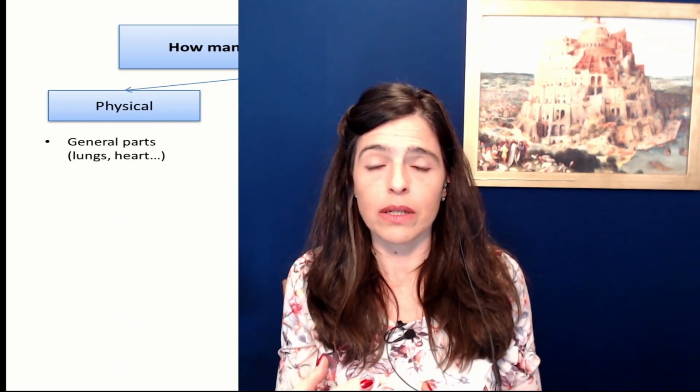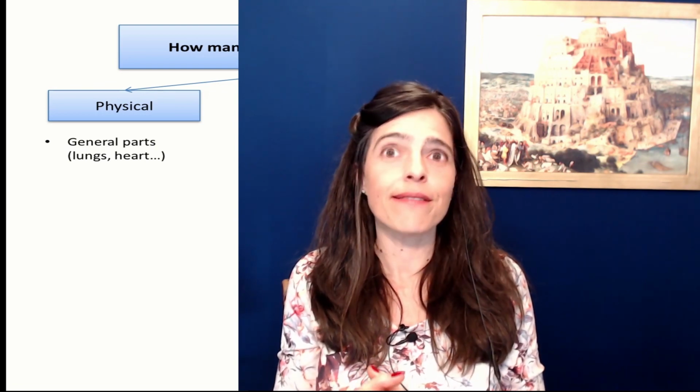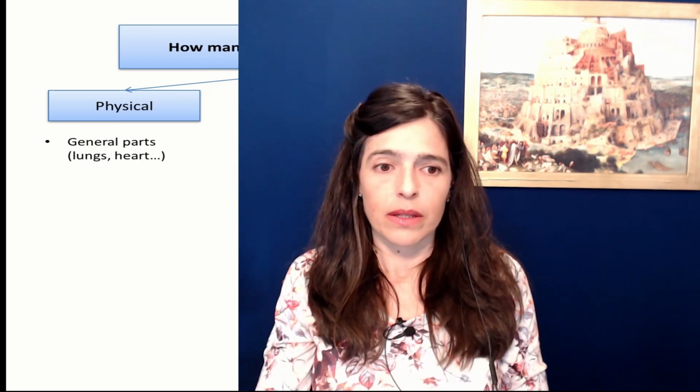But let's start with the physical things that you need to have and to know. First of all, you have to have parts that work. You need to have lungs to breathe. You need to have a heart. If you're not alive, you're not going to be talking. You need a functioning brain. You need everything that makes you a human being to talk, right? That's number one.